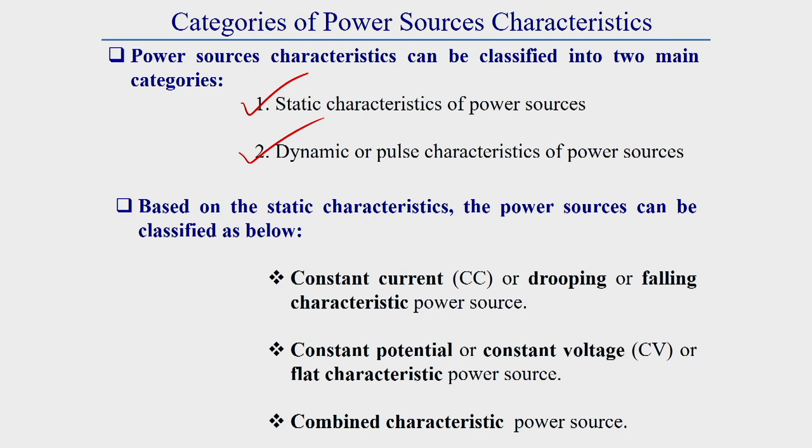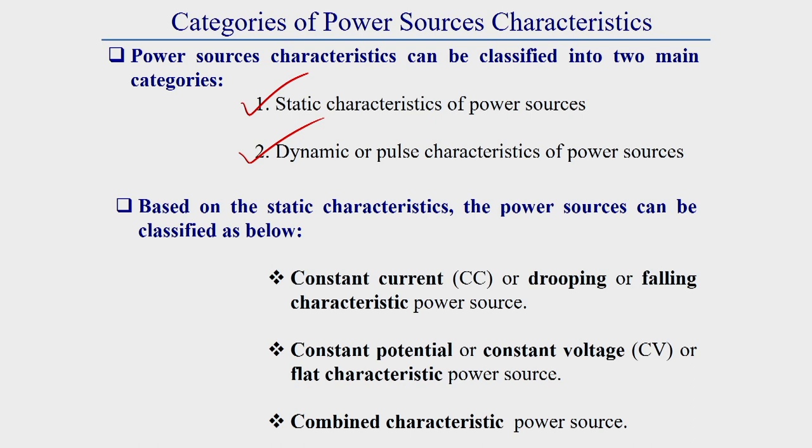Static characteristics means the variation of load once we do the welding, then whatever output we are getting, that variation is not rapid. That means the variation does not depend on time. So that is generally called a static variation. It is not a time dependent output. A dynamic or pulse characteristic means the variation of output depends on time, where there is a transient variation. So, first of all, I will discuss in detail static characteristics of power sources.